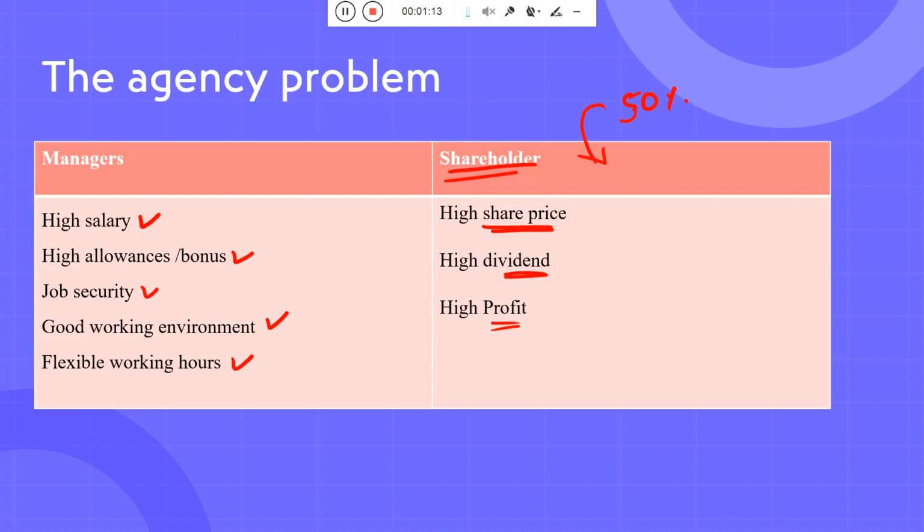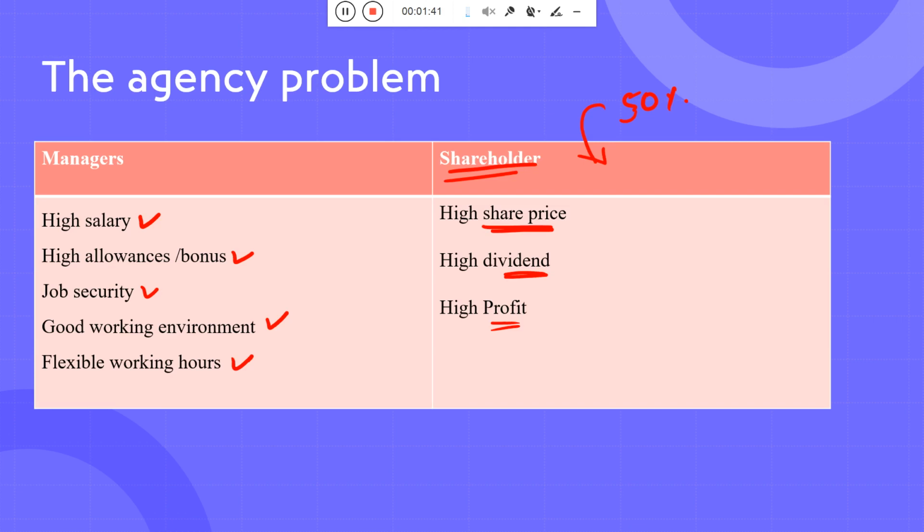So you can see, the shareholder wants the share price to increase and to get a high dividend. Dividend means the profit generated by the organization is distributed to all the shareholders. That is nothing but the dividend. I already explained that in my previous lectures. They expect the company will generate high profit.